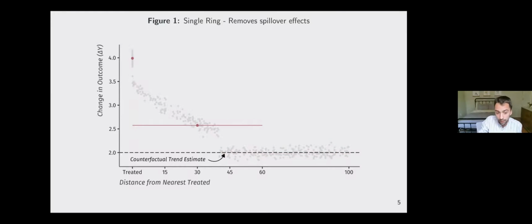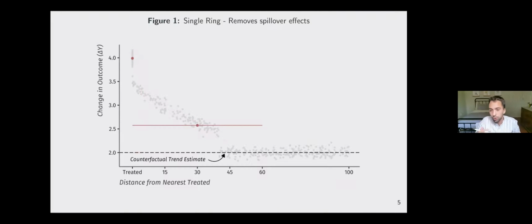So all that the method is, this within indicator just says, okay, if you're between 0 and, in this case, 60, I'm just going to give you a 1. And if you're greater than 60 miles away from treated, you get a value of 0 for this within indicator. And so then I'm going to estimate the regression. I'll get a counterfactual trend estimate using these units of a value of 2. And then this within is going to absorb all of these spillover effects that normally would bias my result. And then I would get a point estimate of 4 for the treated. And so I would accurately estimate that the treatment effect is size 2.